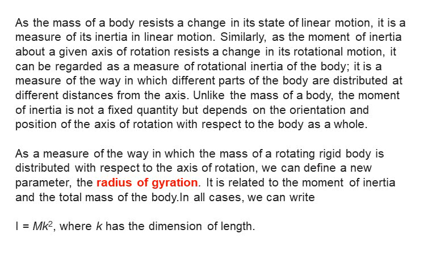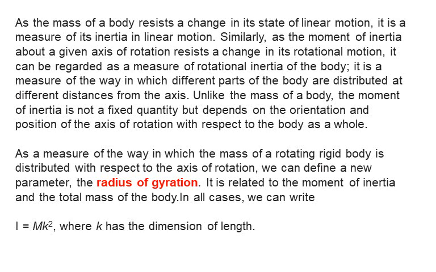As the mass of a body resists a change in its state of linear motion, it is the measure of its inertia in linear motion. Similarly, the moment of inertia about a given axis of rotation resists a change in its rotational motion about that axis and can be regarded as a measure of rotational inertia of the body. Unlike the mass of a body, the moment of inertia is not a fixed value, but it depends on the orientation and position of the axis of rotation with respect to the body as a whole.